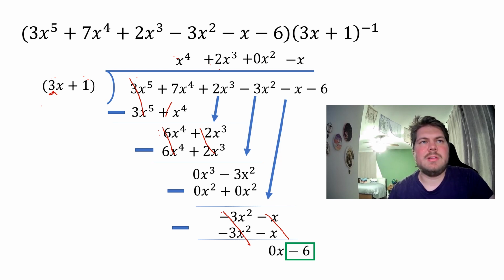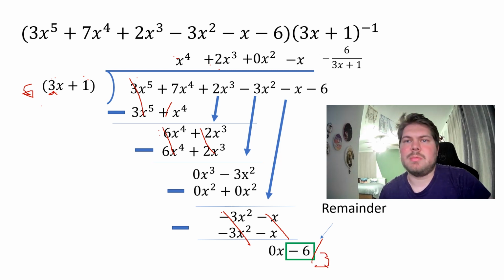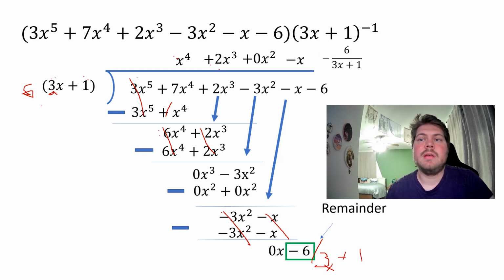Now, realistically, what you're doing here is -6 divided by this number. And then that is your remainder. Like, this happens to be the last bit. So our remainder is -6. So we're going to put that in the fraction with what it was originally being divided by. Sorry, this was supposed to represent that we're dividing by that.